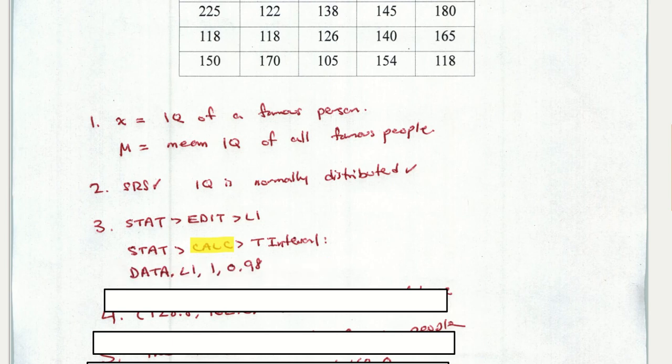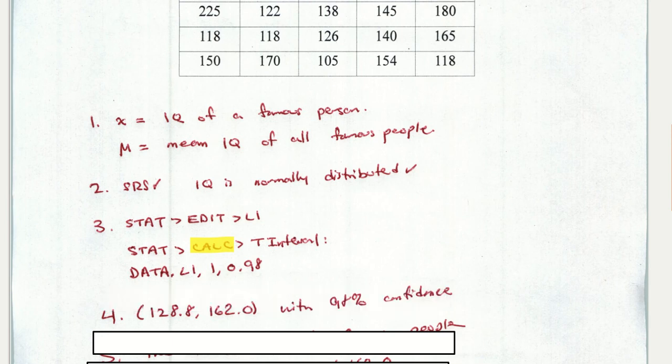So now make sure that data is selected. That next question is the list that you put the data in. I put it in L1. The frequency is 1 and the confidence level here is 0.98. So you've got your list in there. You've got your frequency defaulting hopefully to 1, or you can change it to 1 if you need to. Go down to calculate and your calculator works away and it computes that interval.